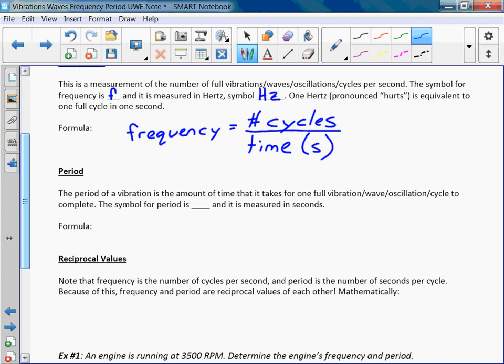All right, for cars, they use an alternative notation. They use RPM, revolutions per minute, which would be the number of cycles in 60 seconds. Same thing.